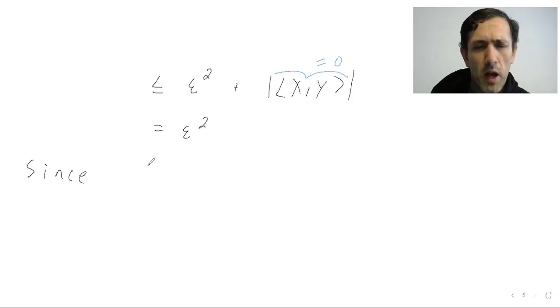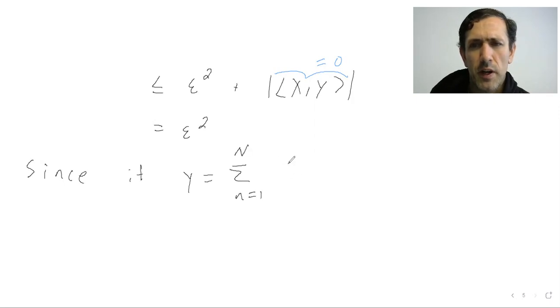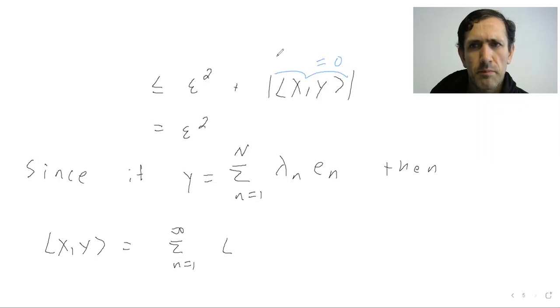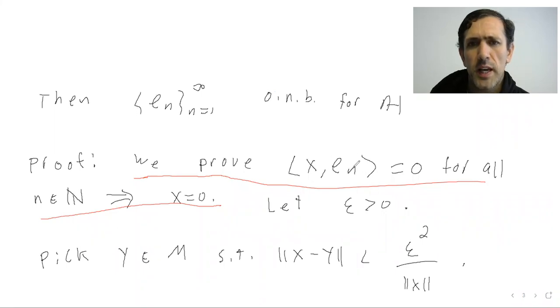Why is this true? Well, let's say y is the sum from n equals 1 to big N of lambda_n e_n. So just use linearity. This is going to be lambda_n complex conjugate times the inner product of x with e_n. Well, we should know what that is. Big N, not infinity. So this is just 0, because x, we're assuming, is orthogonal to every single one of these e_n's, no matter what. Okay?